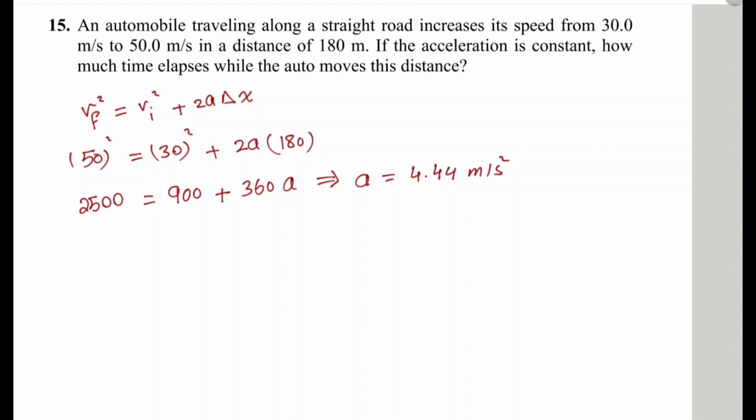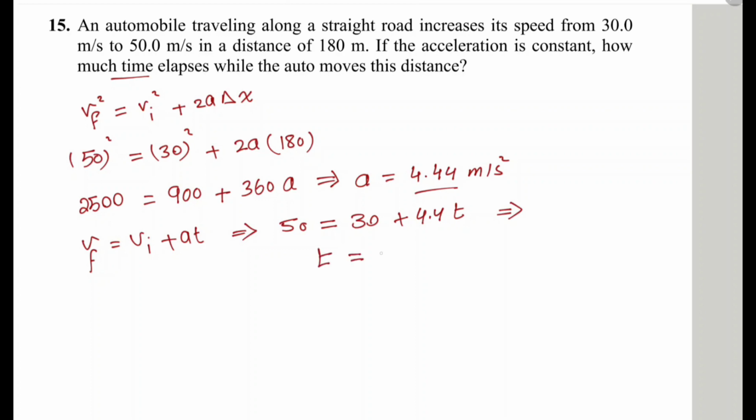Now to find the time, because it's asked how much time, V final equal to V initial plus a t, and 50, the final velocity, equal to 30, the initial velocity, plus 4.4, the acceleration we got here, times t. You substitute this, you will find t equal to 4.5 seconds.